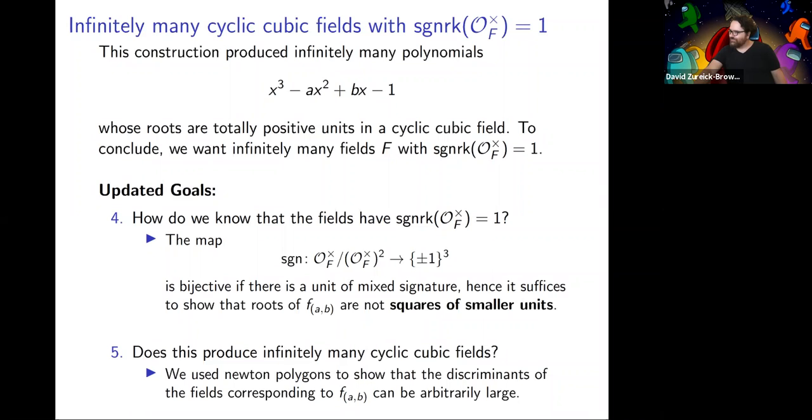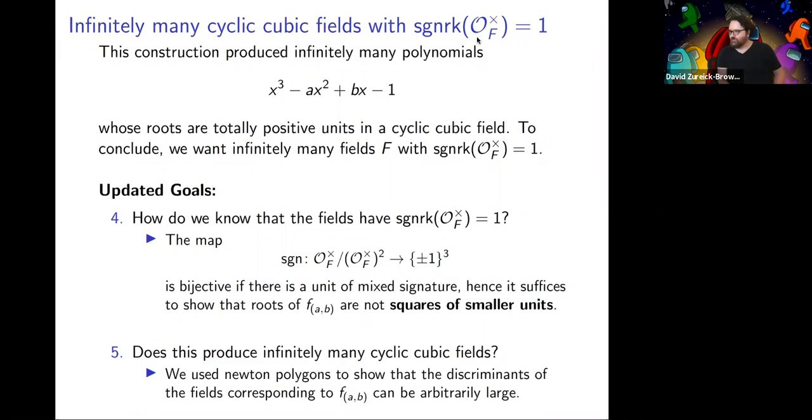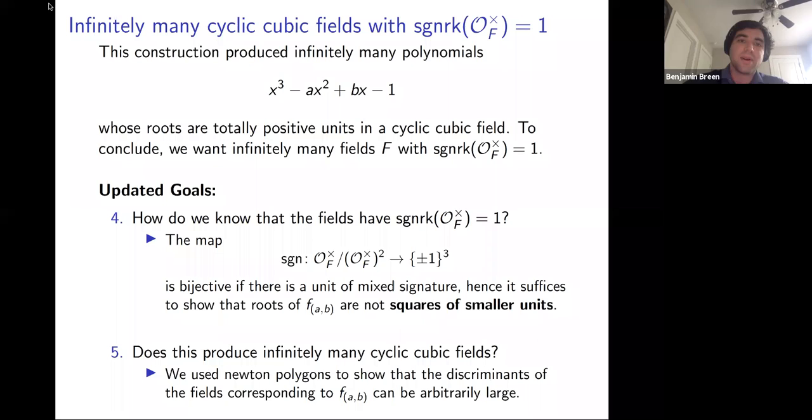All right, other questions? Brandon asked a question in the chat. I'll read it: if I understand correctly, you construct cubic fields with sign rank 1 by relating it to a certain quadratic field through a Pell equation. Is there a nice way to understand the connection between these fields? Oh, that's a good question.